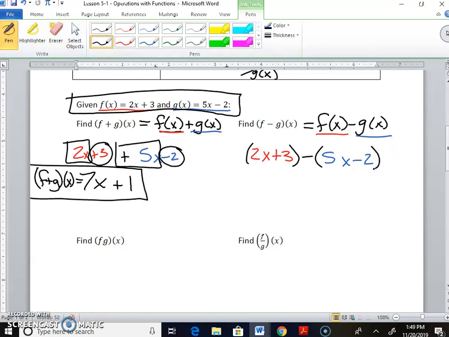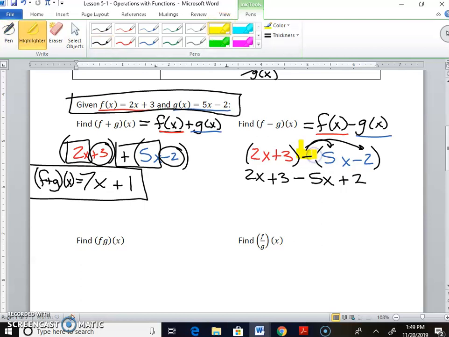Okay, because when I was adding them, I said that we could just get rid of those parentheses, right? But if I have a subtraction sign in here, I cannot just get rid of those parentheses. I have to remember that I'm going to have to distribute that negative. So this is 2x plus 3 minus 5x plus 2. So do not forget to distribute your negative.